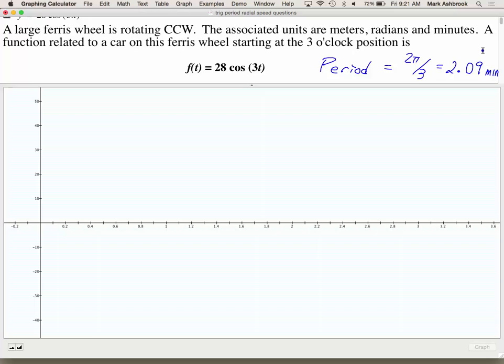Sounds about right for a big Ferris wheel that could move pretty good. So 2.09 is right about here. We're going to mark that off. There, we know that we're going to get a full cycle. This is our time in minutes. And here is our 2.09.